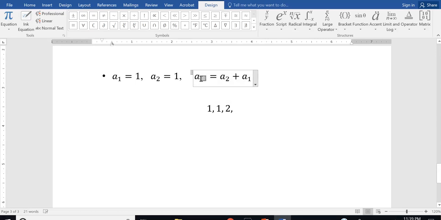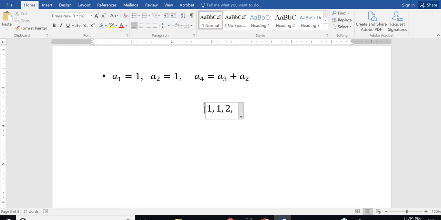a4 would be a sum of a3 plus a2. So 1 plus 2 is 3. Now at this point it looks like this is growing really slowly, but it turns out when we start growing, 2 plus 3 is 5, 3 plus 5 is 8. When you get out to a few terms, this starts growing really, really fast.